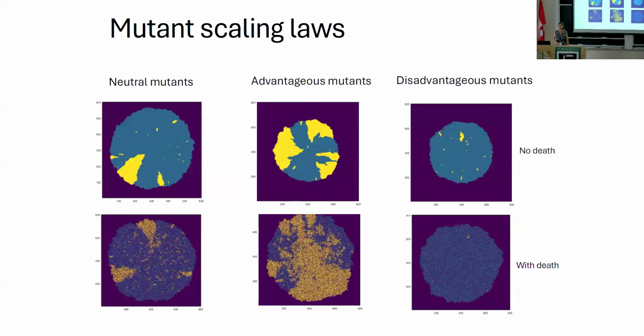So these are simulations that can be performed for neutral mutants. They grow like this. Advantageous mutants make thicker slices. They expand like this. Disadvantageous mutants don't form slices. They form bubbles. They are disadvantageous, so they get closed up. So can we predict how many mutants are going to be there in the population?